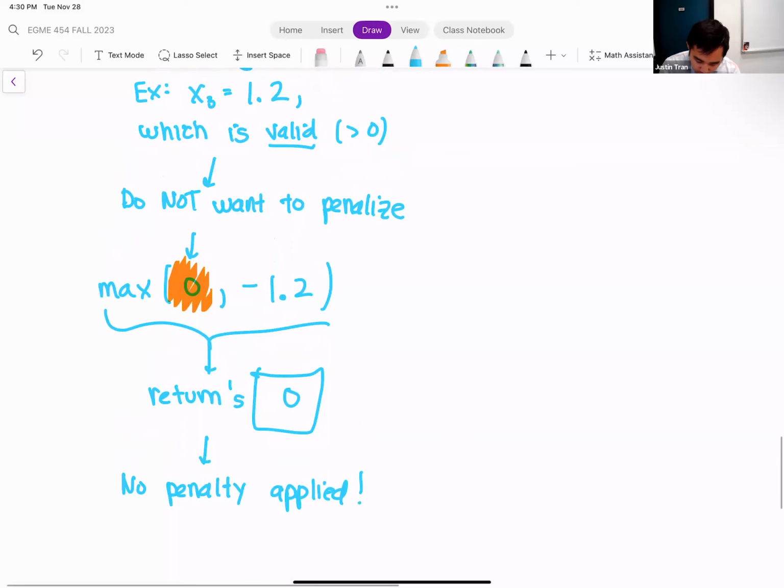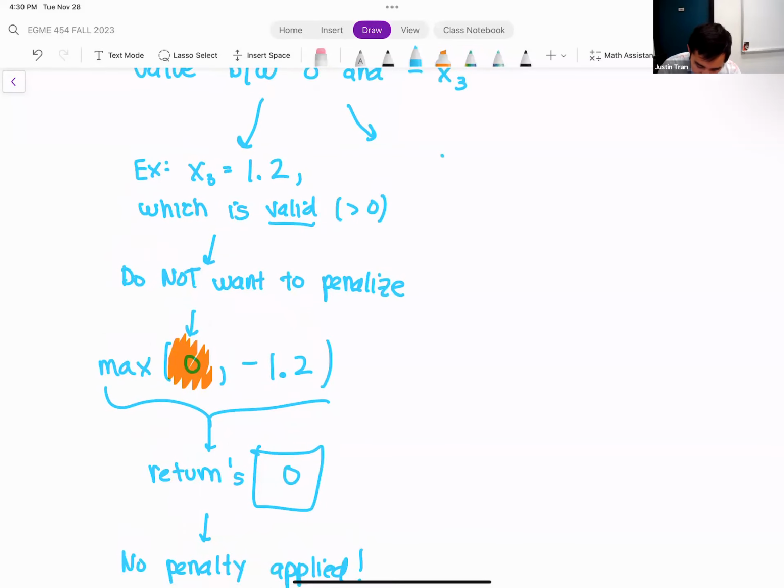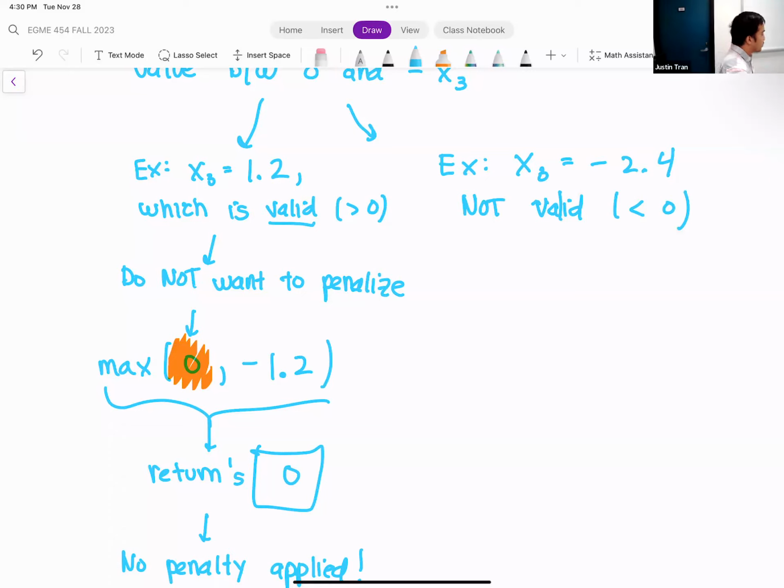Let's look at another example. Let's say that we have a value of x3 equal to negative, I don't know, negative 2.4. This is not valid, so this is a value that's outside of our range. Since this value for x3 is not valid, we want to penalize this. So we want to apply a penalty to our objective function.